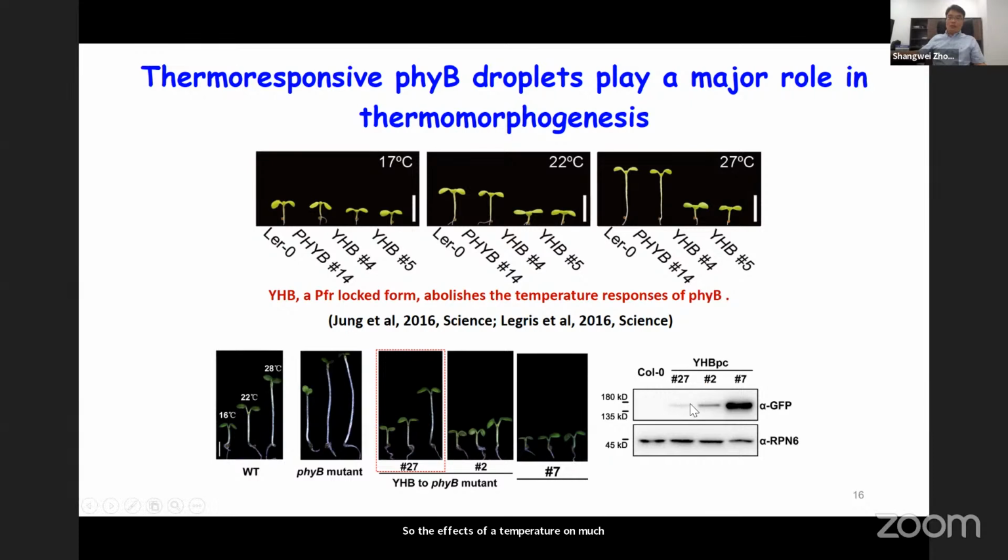So when the YHB protein level is comparable to the wild type, these transgenic plants can respond to temperature normally. Because the YHB is a PFR locked form, temperature could not regulate the protein activity of this protein. So how can this droplet formation regulate the physiological function of YHB?